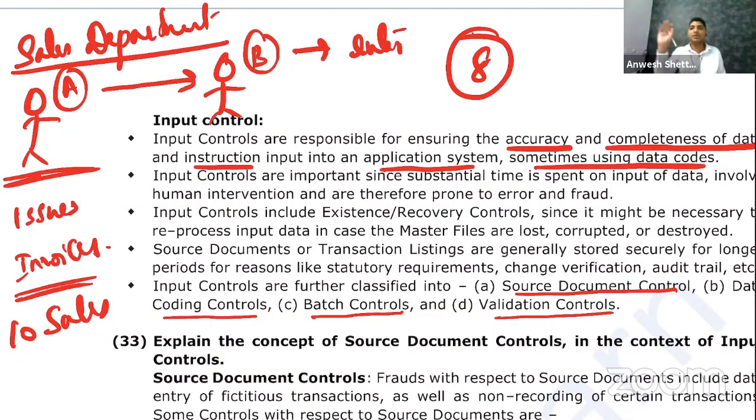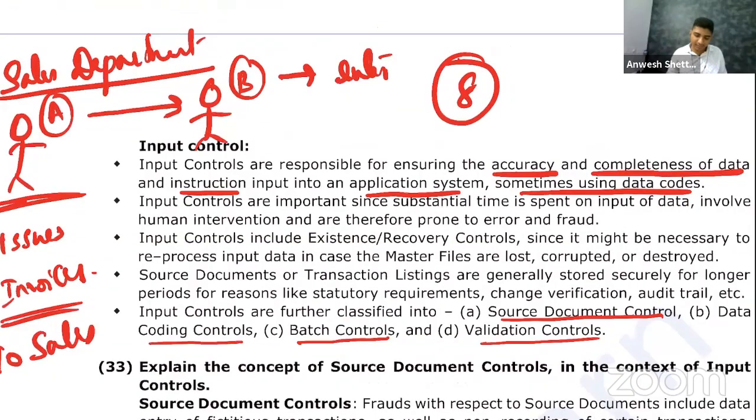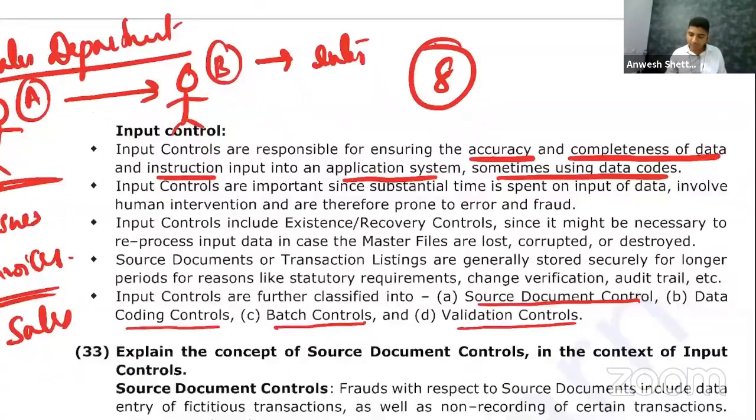So 2 invoices not at all recorded. Okay, so we call it as error of omission. Now, how can you control this? The way you can control this is by having a proper source document control.